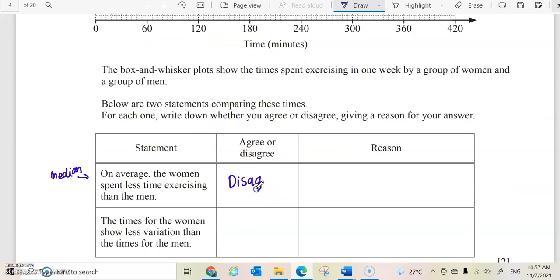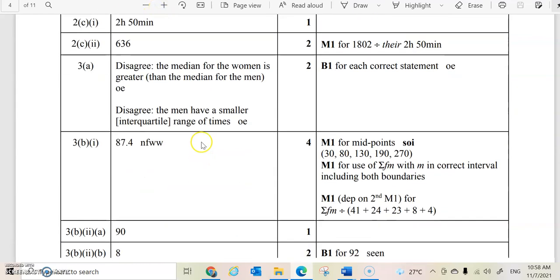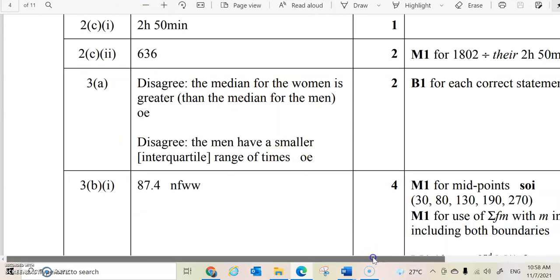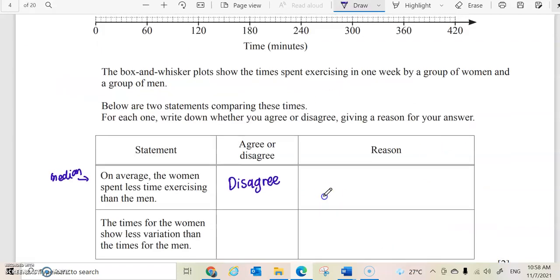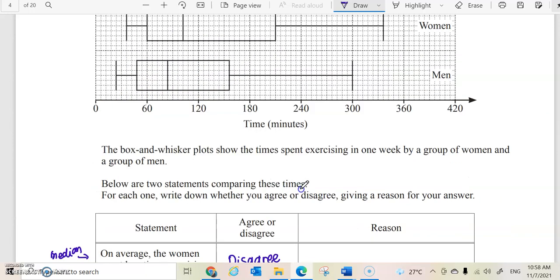Okay, disagree because kita tengok kat sini jawapan dia. We disagree because the median for the woman is greater than the median for the man. Okay, or equivalent lah, mana-mana correct statement yang kita rasa logik untuk kita terima, kita akan ambil jawapan tu lah. Okay, so dekat sini even though the minimum value berbeza, okay, and also first quartile pun berbeza, tapi kita akan tengok pada median dia juga.